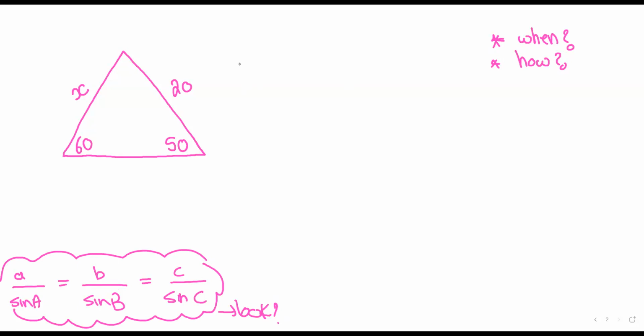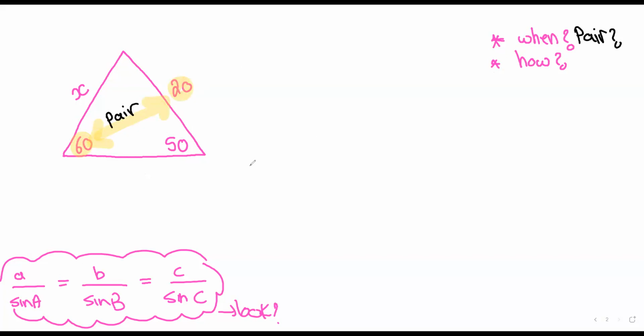I use the sine rule when I have a complete pair. And what do I mean by a complete pair? I mean when I have a side and the opposite angle. So I use the sine rule when I have a pair.